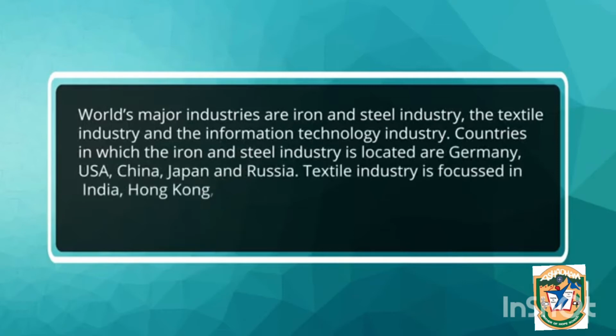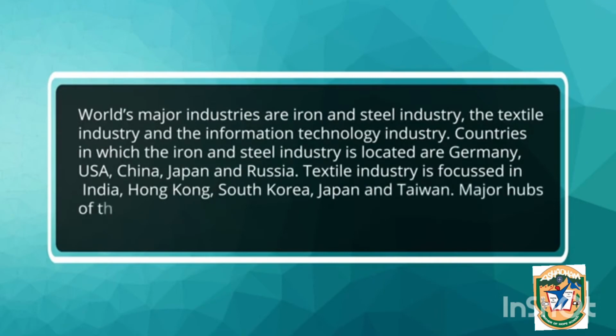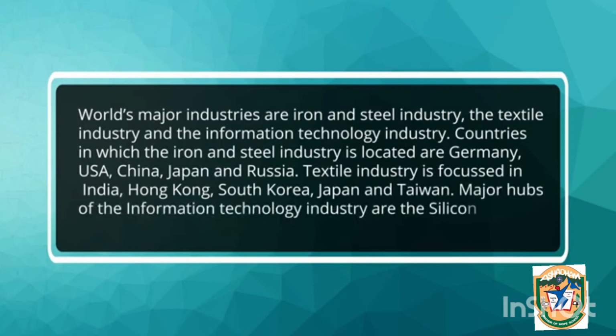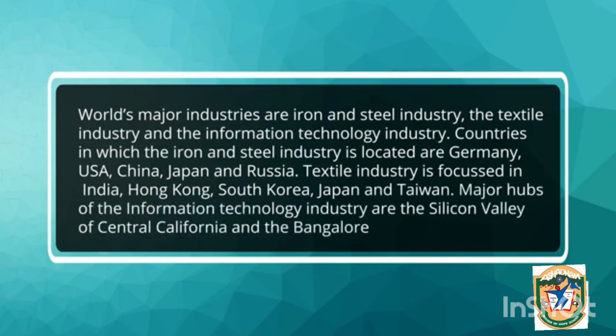Those industries which are still emerging are sometimes called emerging industries. Hospitality, wellness, knowledge and IT are examples of such industries. The countries in which the iron and steel industry is located are Germany, USA, China, Japan and Russia. Textile industry is concentrated in India, Hong Kong, South Korea, Japan and Taiwan. The major hubs of information technology industry are Silicon Valley of Central California and the Bangalore region of India.